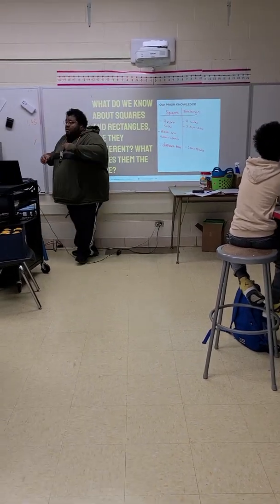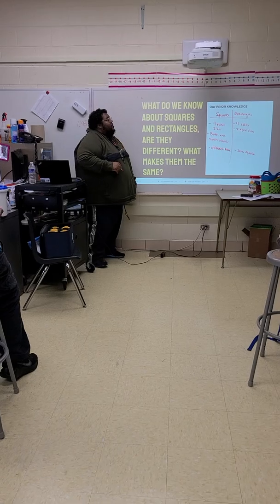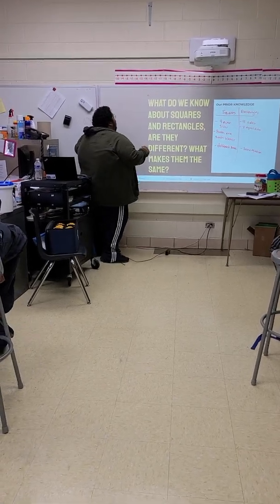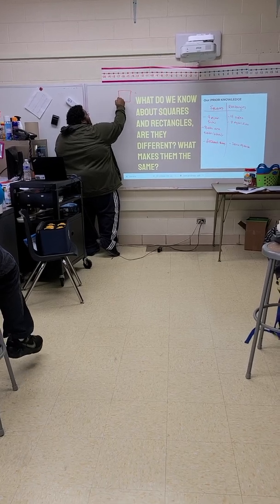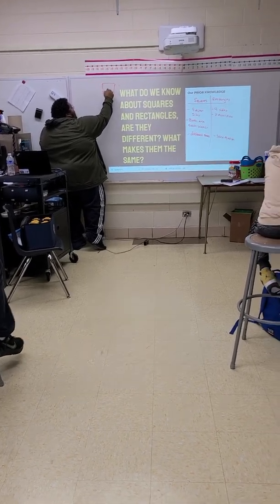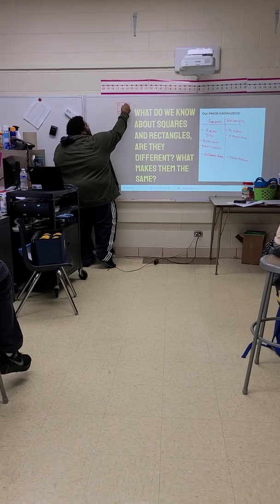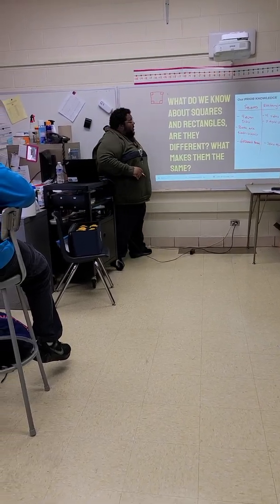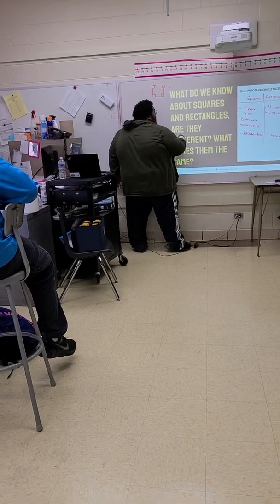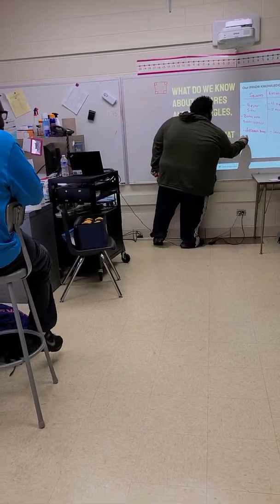Alright. What do we know about squares? Give you a hint. Equal, both, they're 90 degrees. What's this little box meaning right here in the corner? 90 degree angle. So squares have what? 4 90-degree angles.